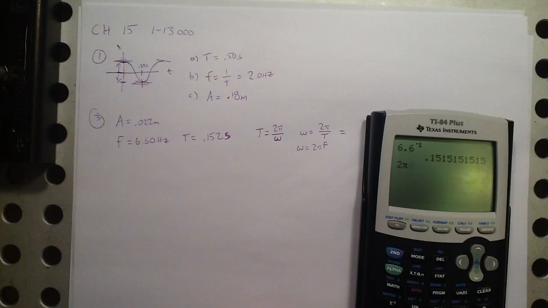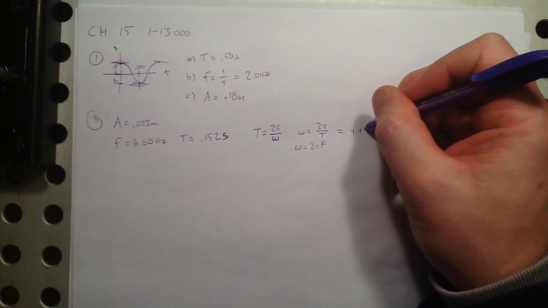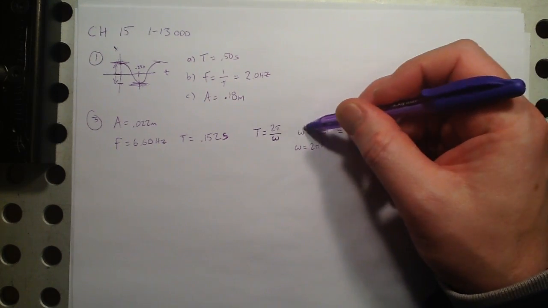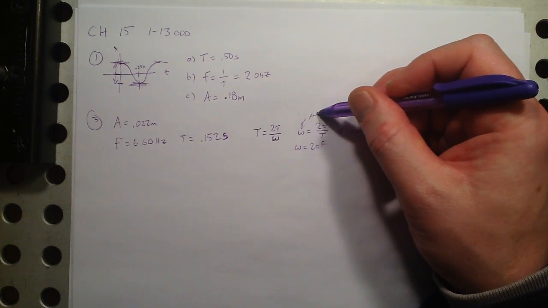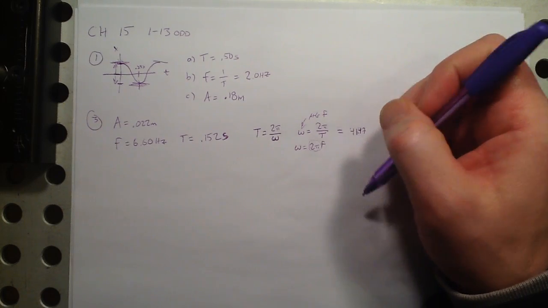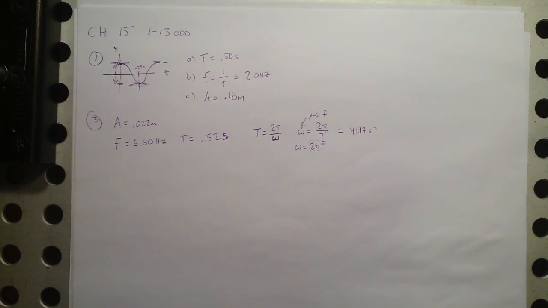2 pi times 6.6. So omega is 41.47. And what would the units for that be? The units for angular frequency, that's what we call this. Angular frequency, it's just this constant times f. So that would also be in inverse seconds, because 2 pi, that's just a radian measure, ghost units. You could say it's radians per second if you want to, that's the same thing.